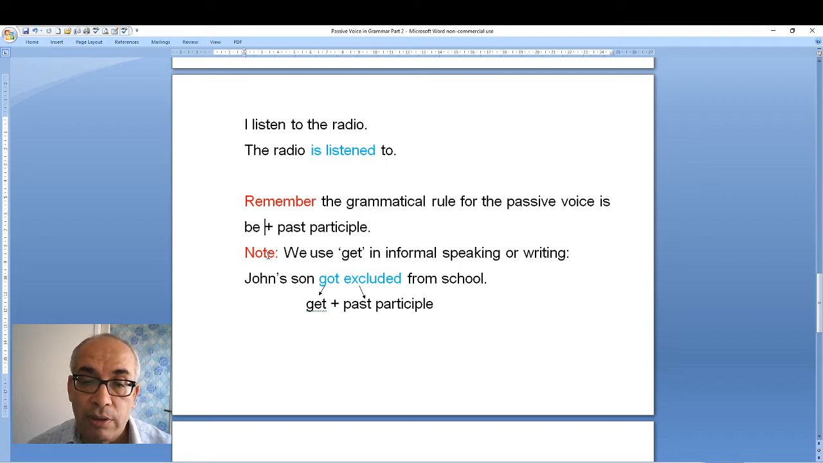But note, we use get in informal speaking or writing. If I say John's son got excluded from school, got excluded is passive voice. I don't use be, I use got. Got is not be. This is okay in informal speaking. In informal speaking, we use get or got. We don't use be.